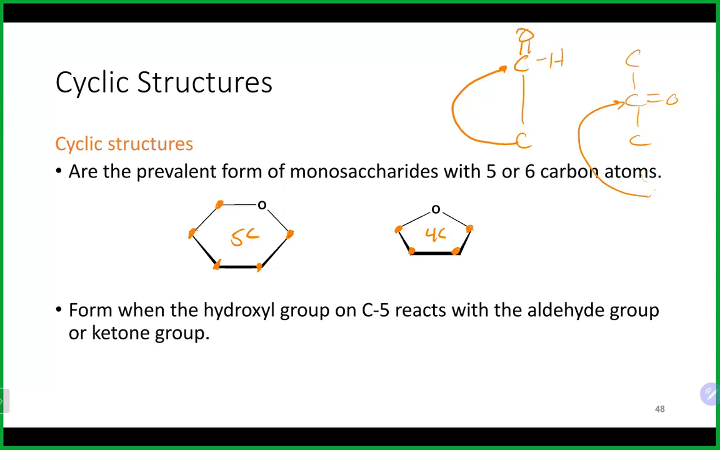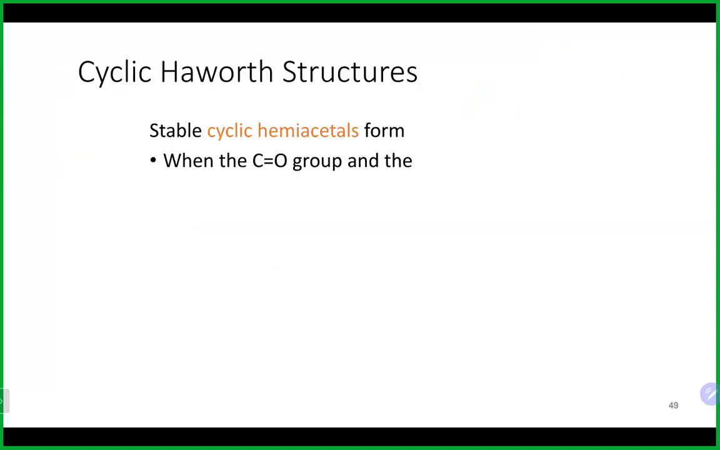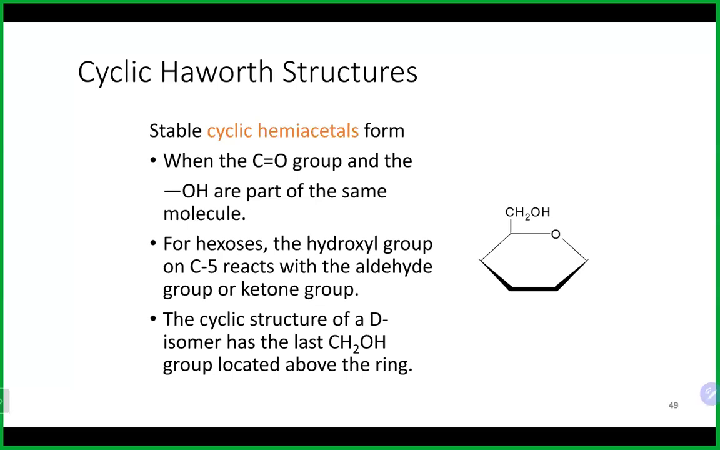So that's always where these guys close in on each other, at that carbon-oxygen double bond. For aldoses, it's going to be carbon number 1, but for ketoses, it's going to be carbon number 2, where you have that carbon-oxygen double bond. Now, what happens is it will form a stable cyclic hemiacetal.